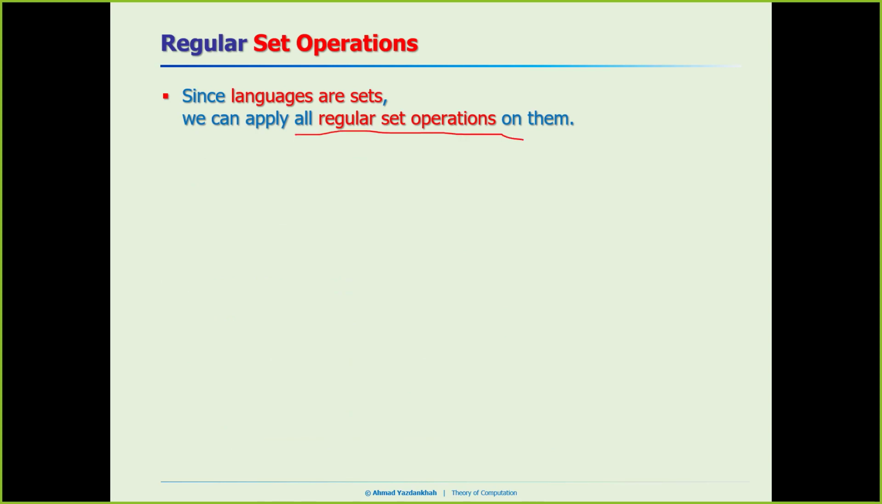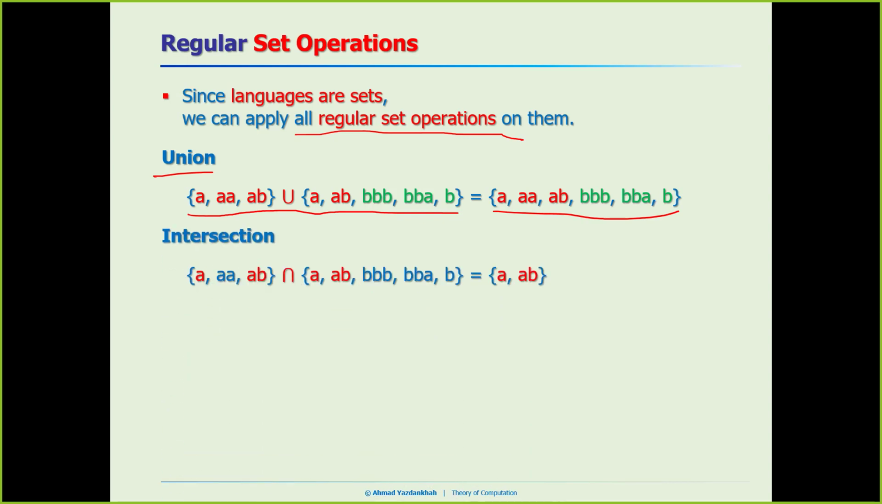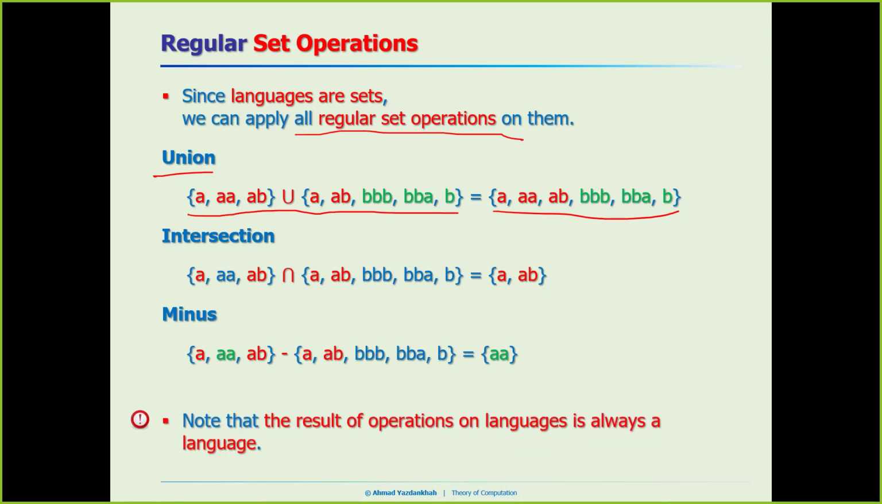The simplest one is the regular set operations that we are familiar with. For example, union. If you union two languages, you will get another language, which is a regular union between them. Intersection, the same thing. Minus, the same thing. The only thing that you should keep in mind, so as not to be confused, is that if you do some operations on languages, the result will be a language.